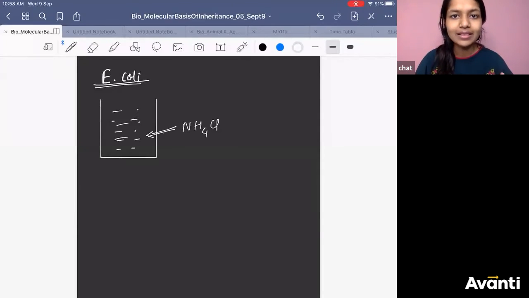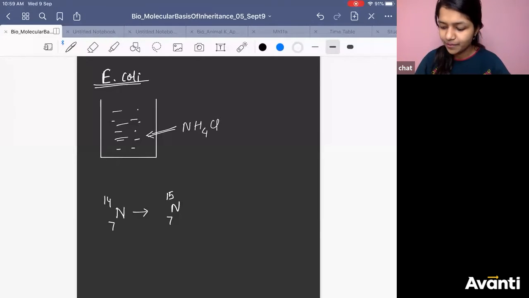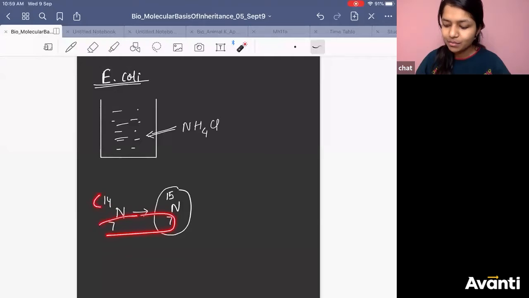Generally, normal nitrogen has what mass number? Let me check your chemistry now. What is the mass number of nitrogen? 14, right? Atomic number is 7 and mass number is 14. It can be found in isotopes. Obviously, for an isotope the atomic number is always the same. Mass number differs. 15. So what is this? Atomic number is same, but mass number is different. It means it is an isotope of nitrogen.